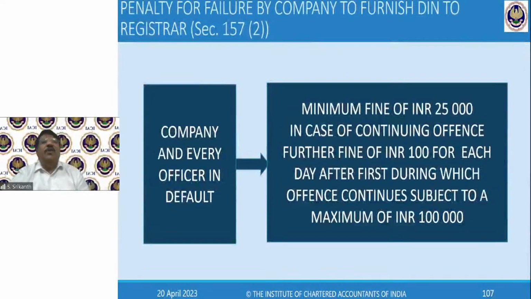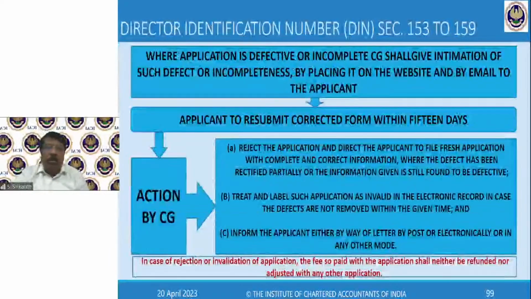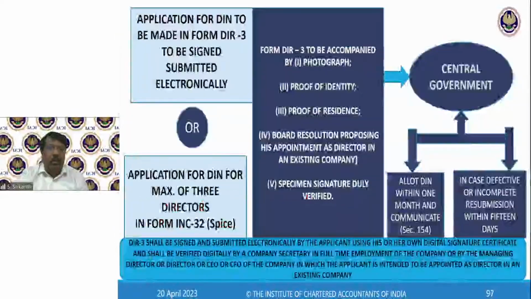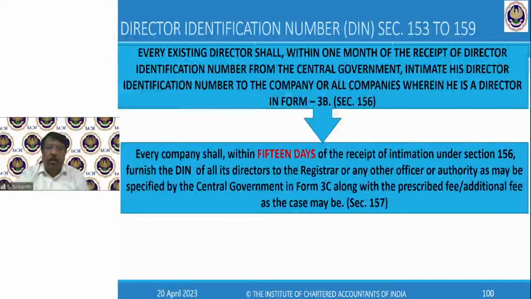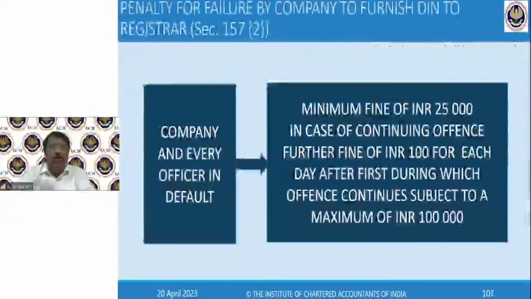So in case there is a failure to furnish DIN to the registrar, company, you remember it is the duty of the company to file. It is the duty of the company to file in Form 3C. Now, in case there is a failure to file that, then there is a penalty of 25,000, and for a continuing offense, a further fine of 100 for each day, subject to a maximum of 1 lakh.